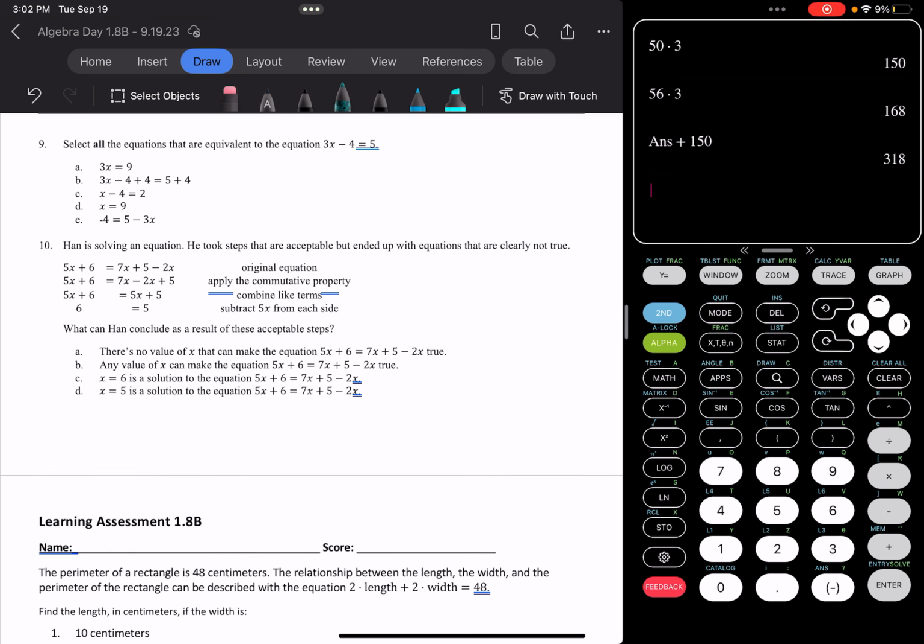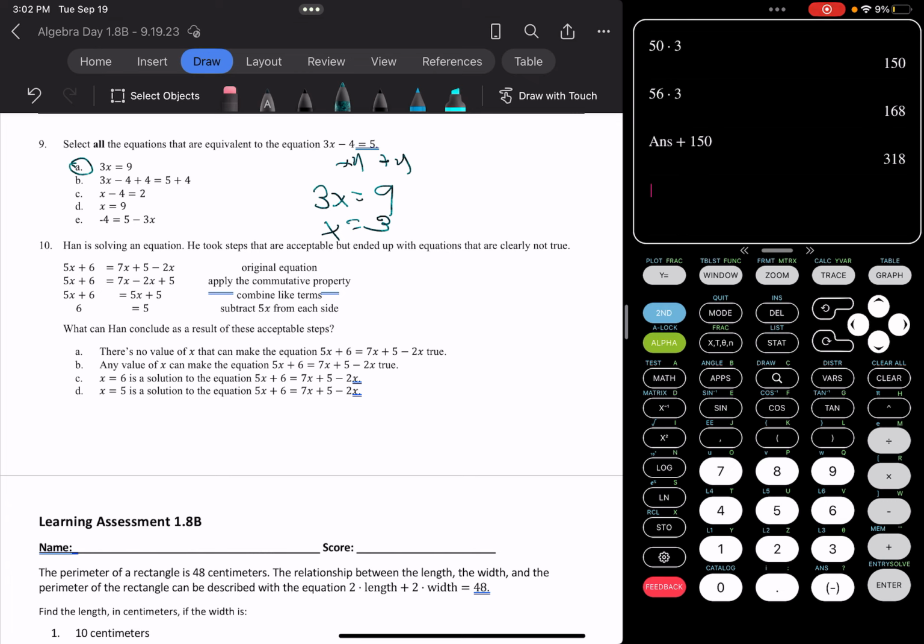All right, almost done. Number 9, select all the equations that are equivalent to the equation 3x minus 4 equals 5. So again, you can manipulate the equation. We can add 4 to both sides. We know that 3x equals 9 will be one of the equations, so that's A. We can also solve for x and see if it works. If it works, then it's true, right?